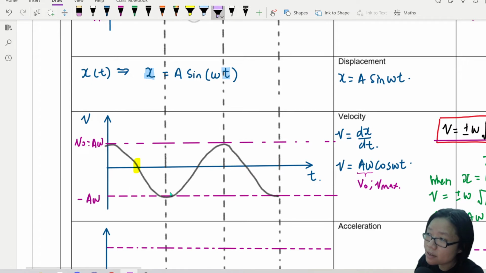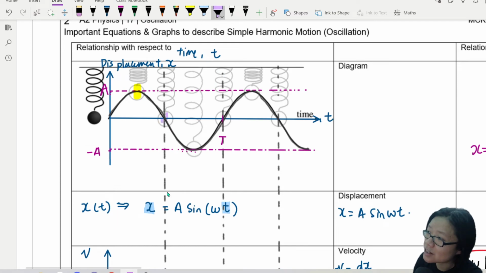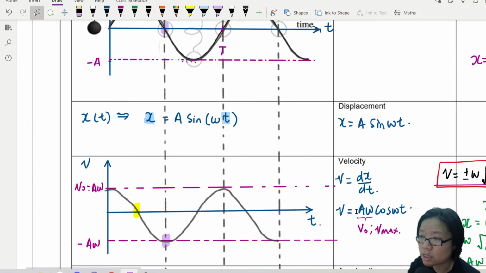Then this point, this purple position here that I'm highlighting, is where the speed is the greatest. And then if we trace back up this line, correct, it is the greatest at the equilibrium position. So it makes sense every single point of the way. This is the beauty of calculus.